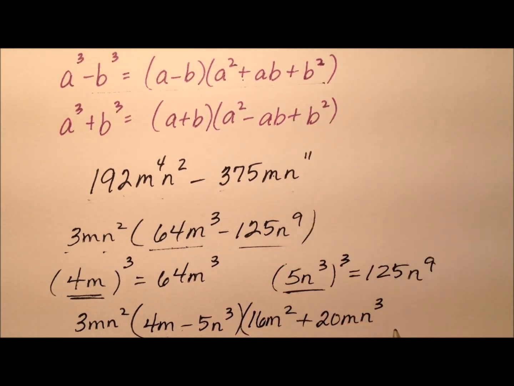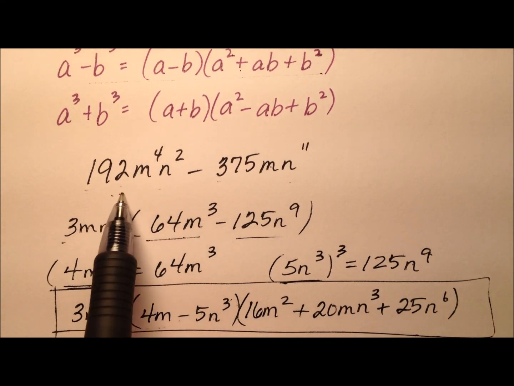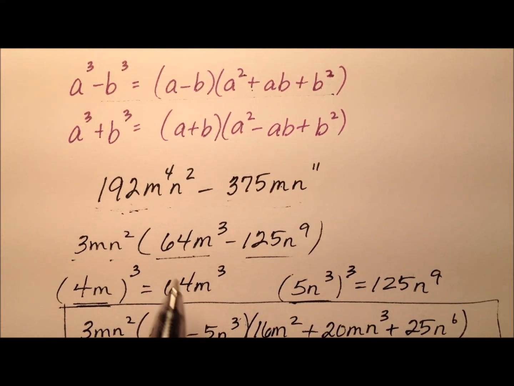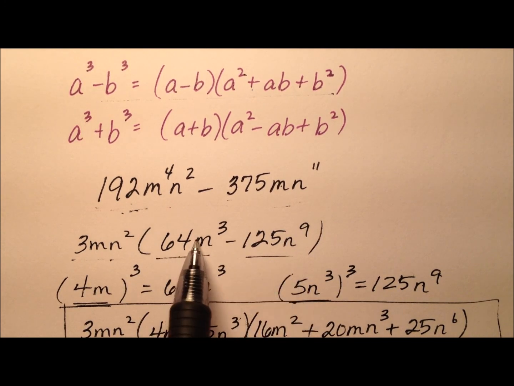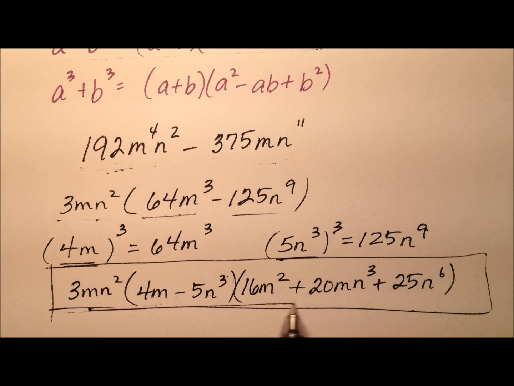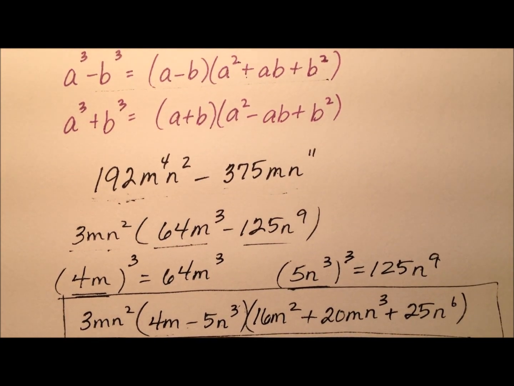And then finally, we're going to add the square of the second term. So the square of this should be 25. And then also we have to square the n, so n to the 6th. So that's what this factorization will look like for this algebraic expression. We took the greatest common factor out first. What was left over was the difference of two perfect cubes. And we were able to factor it using our difference of cubes factorization. So that's kind of a short introduction to our difference and sum of cubes factorizations.